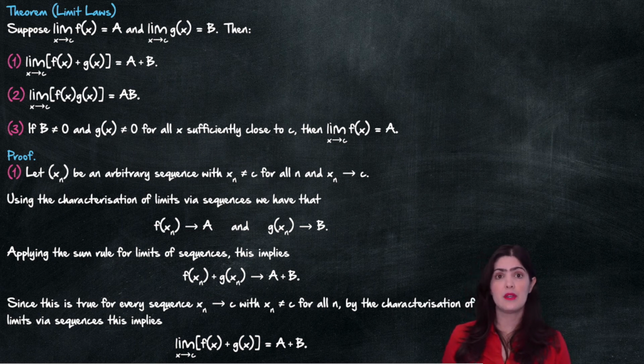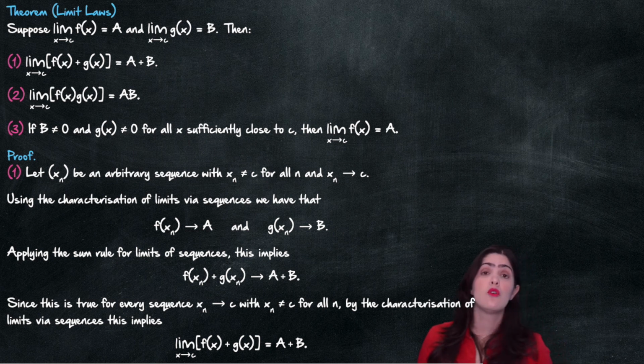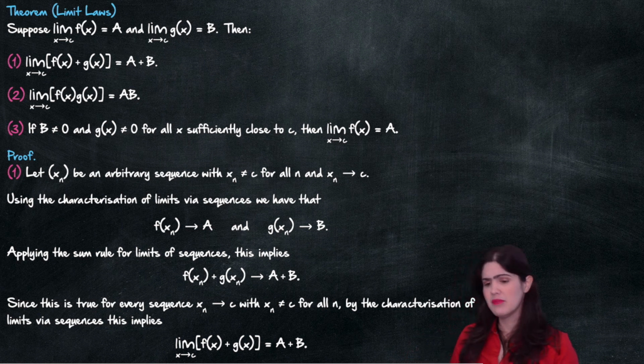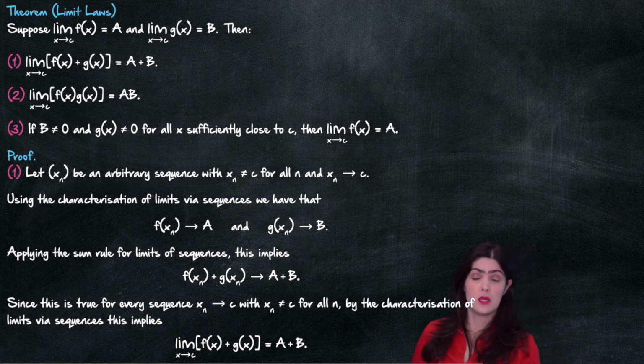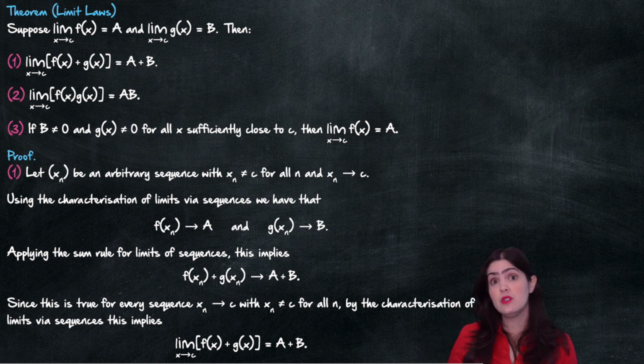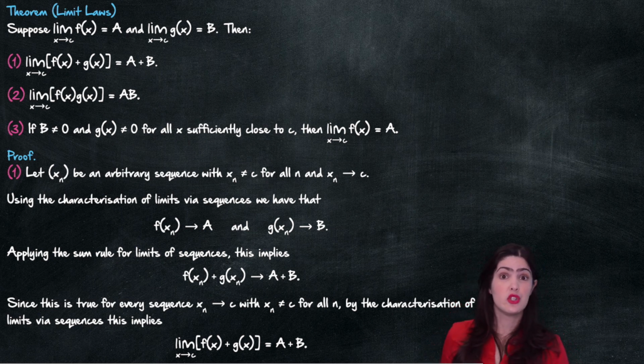As I said, I'm leaving proofs of 2 and 3 for you as an exercise, but as you can see, this is very easy to do if we use this characterization of limits via sequences. Of course, if you want, you can also prove this statement using the epsilon delta definition of limits. It's a nice exercise to do, so if you want to try it, you are more than welcome to do so.